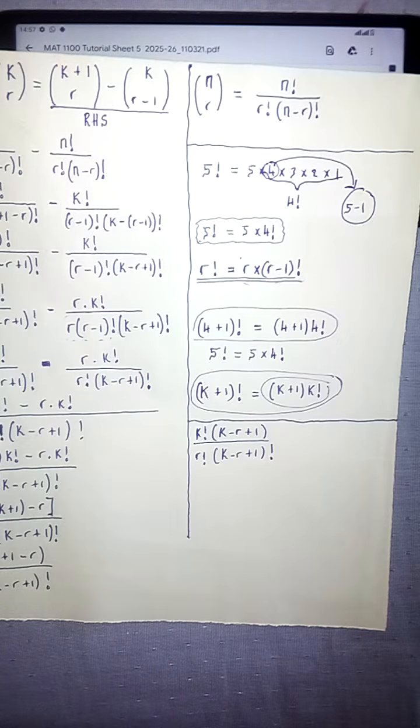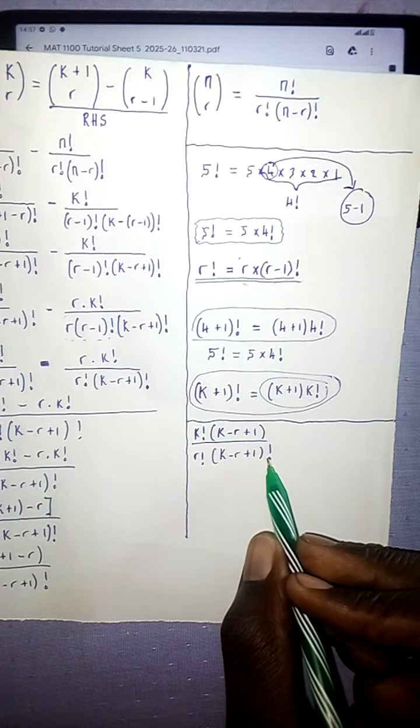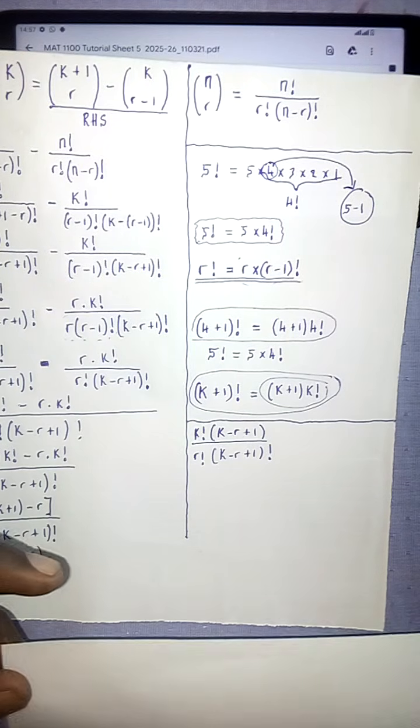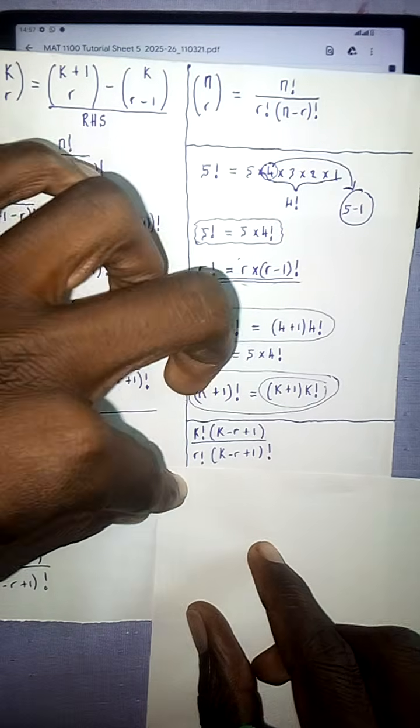Well, that's not the case, because this has got a factorial. This does not have a factorial, meaning that these two things differ. Yes, they differ, guys. Then what are we supposed to do in that case? Well, what we are supposed to do is this.